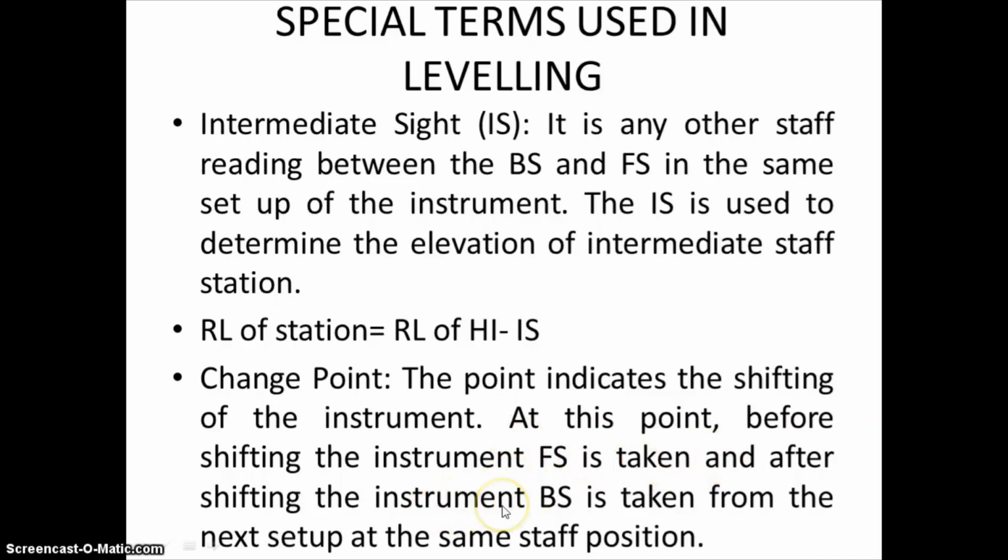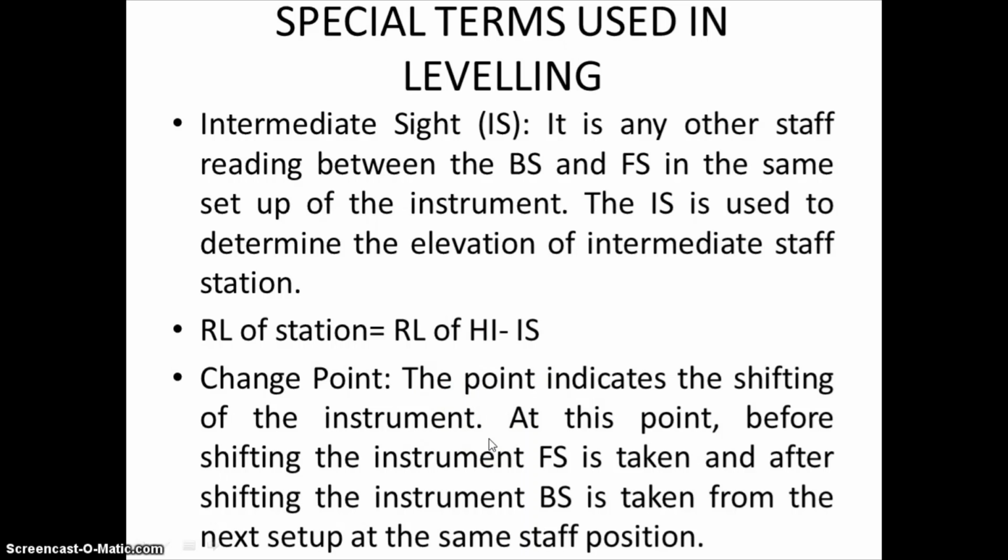After shifting the instrument to a particular new position, from that new position you again bisect that particular staff, and whatever reading you take is called backside. That is our first reading, because for that new position it will be the first reading. That's why we call it a backside reading. And this particular point where you put your staff and have taken the foresight as well as the backside reading is called the change point. So at a change point you will always get two readings: one is foresight, another is backside.